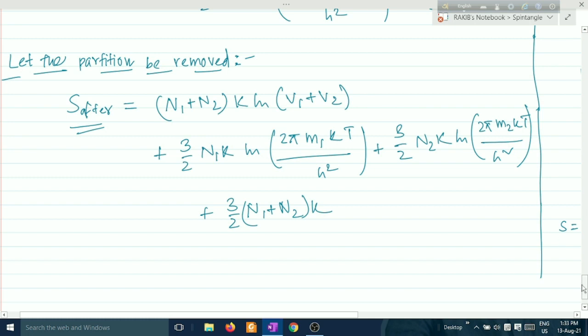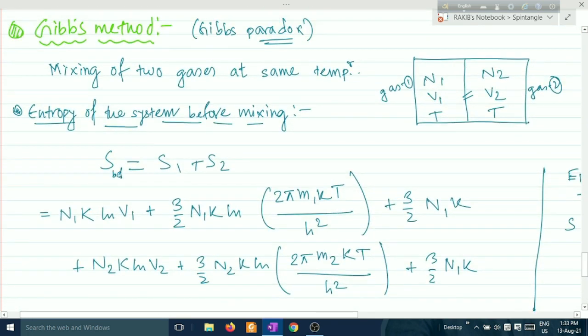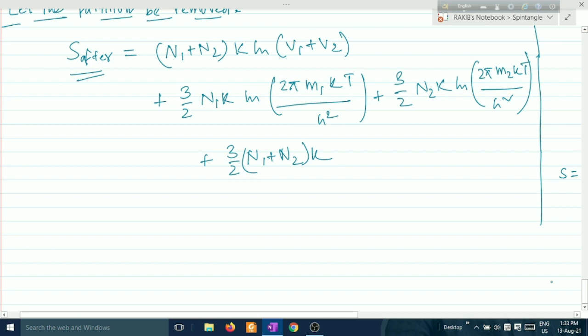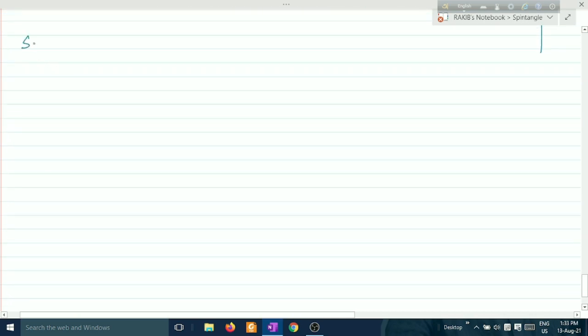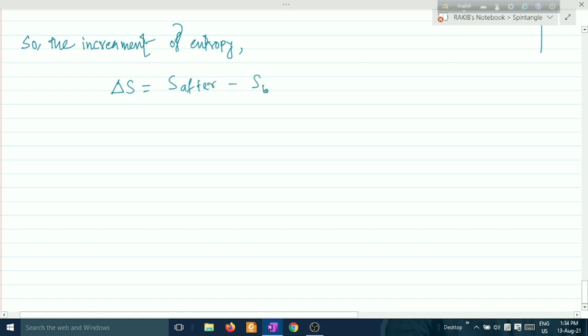I am making a suffix notation, so say this is the entropy before. The increment of entropy, which I am writing as del S, will be S after minus S before.